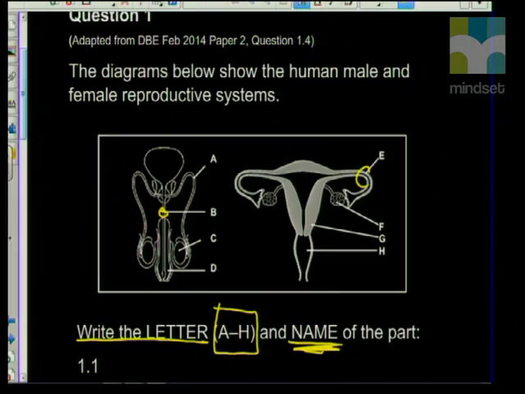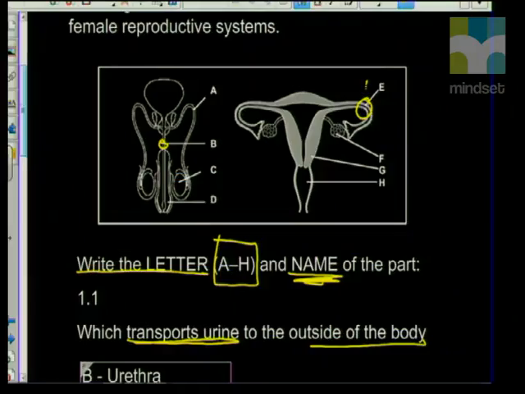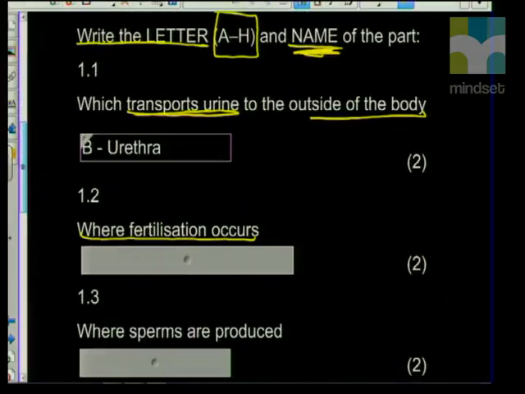So there's a specific place, and that is over here where E is, just as it's going around the bend of the fallopian tube. That is where fertilization is going to happen. So it is in letter E, which is going to be called the fallopian tube. Okay, let's have a look at it.